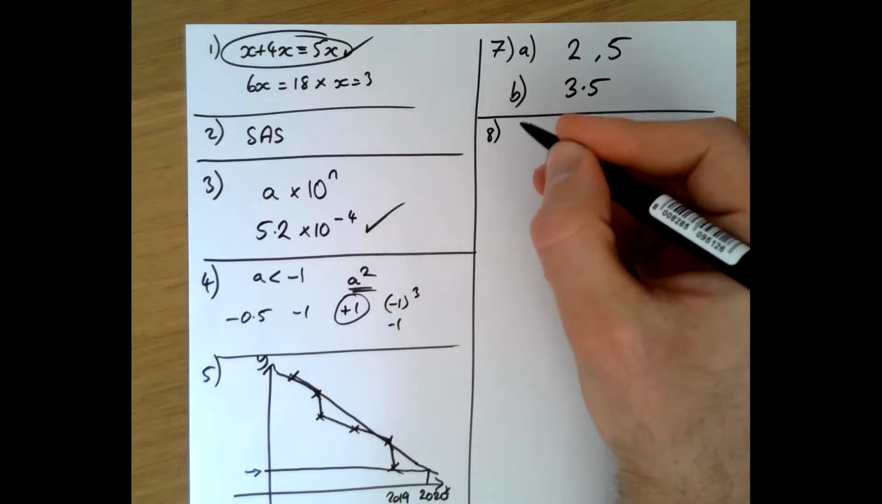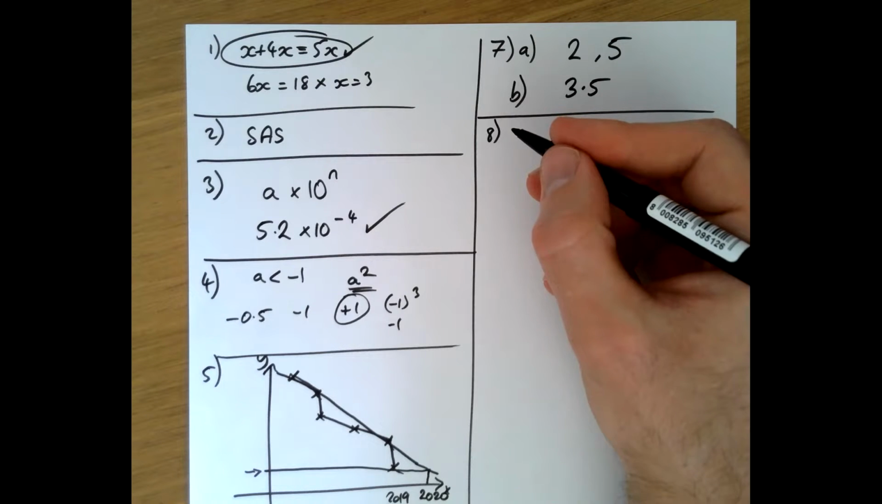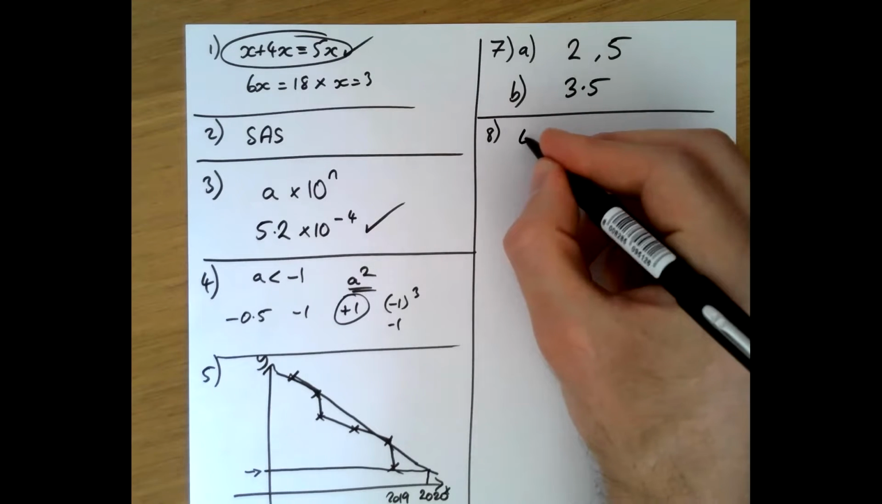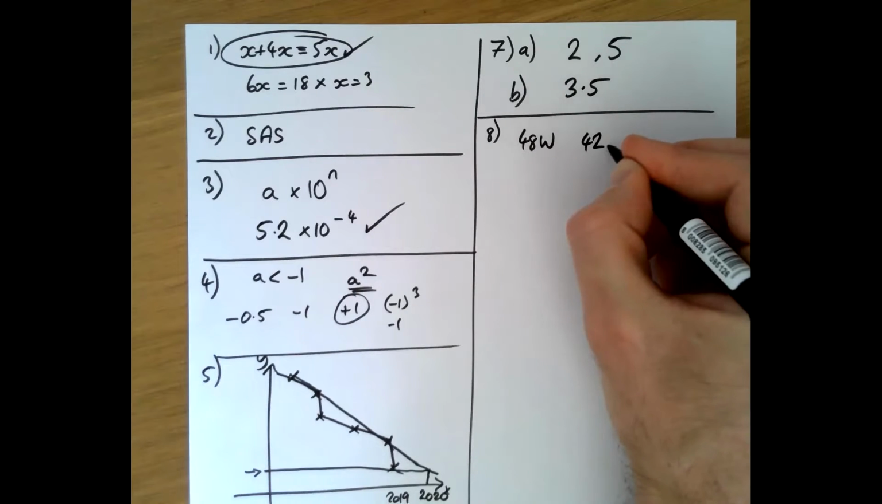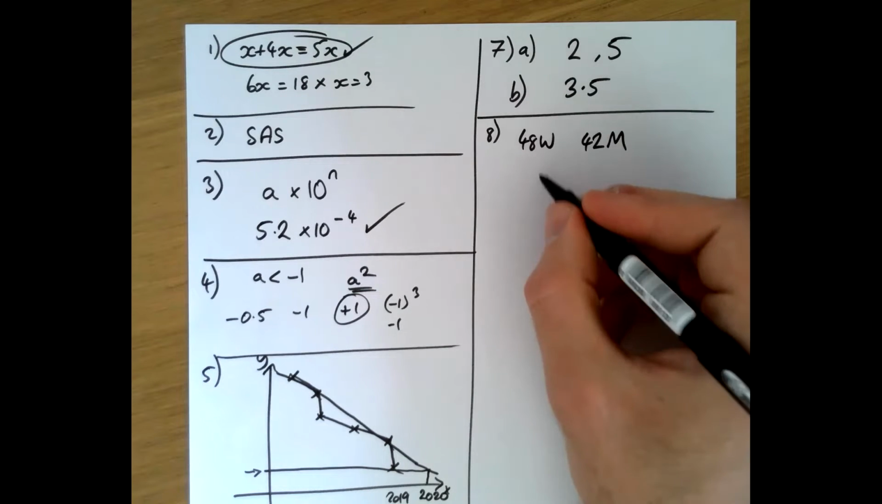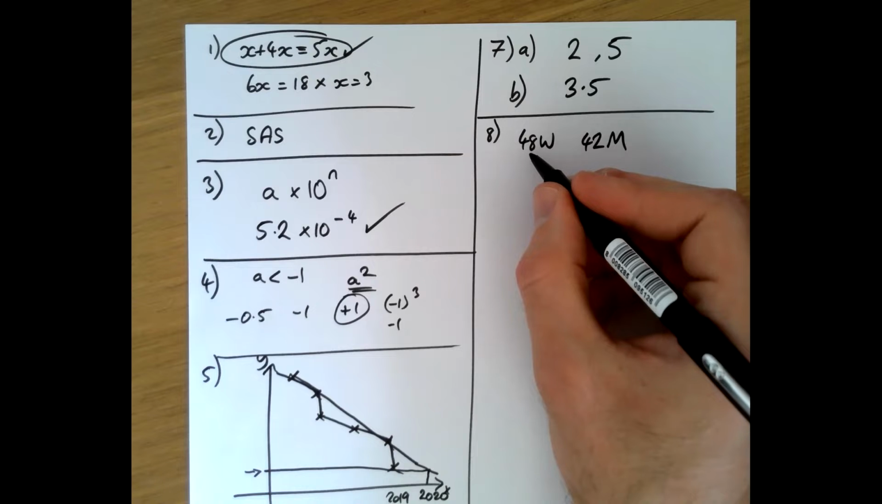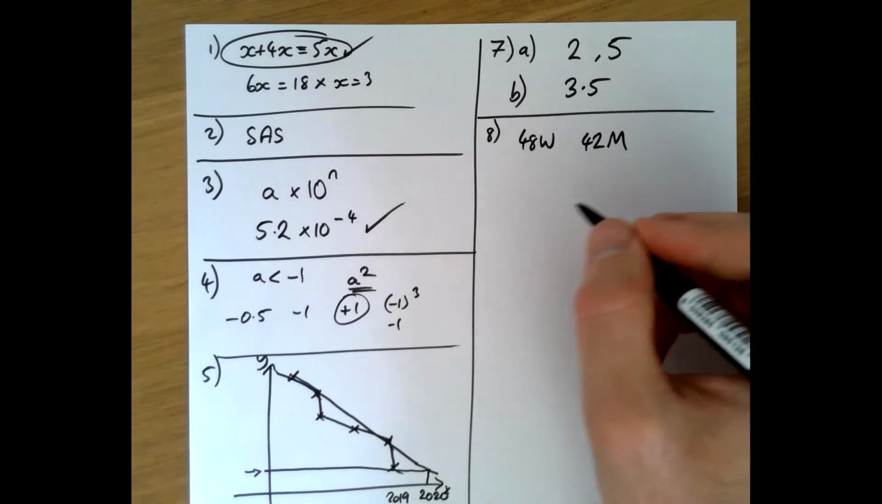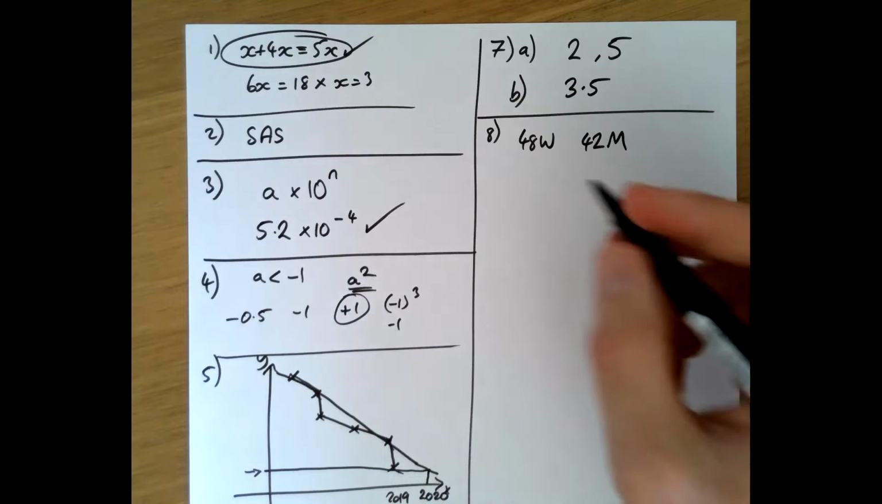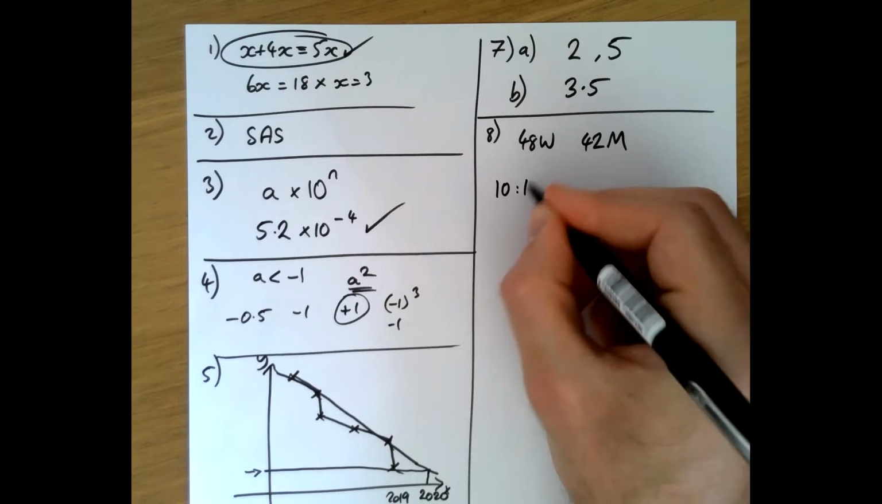Number 8. At a party there are 90 people, 48 are women, 42 are men. So we've got 48 women, 42 men. Okay, we've got 90 people. Some women leave. So we had 48 to begin with, but some go. We had 42 men and some arrived. The ratio is now 10 to 11.